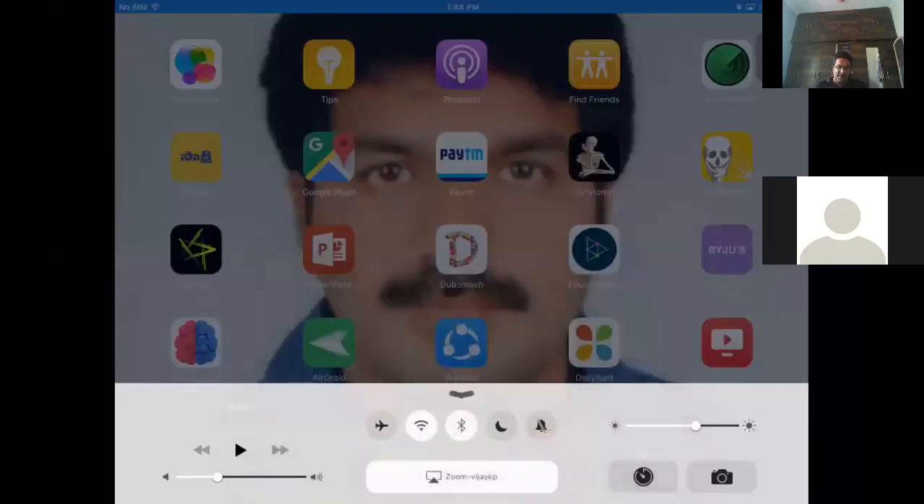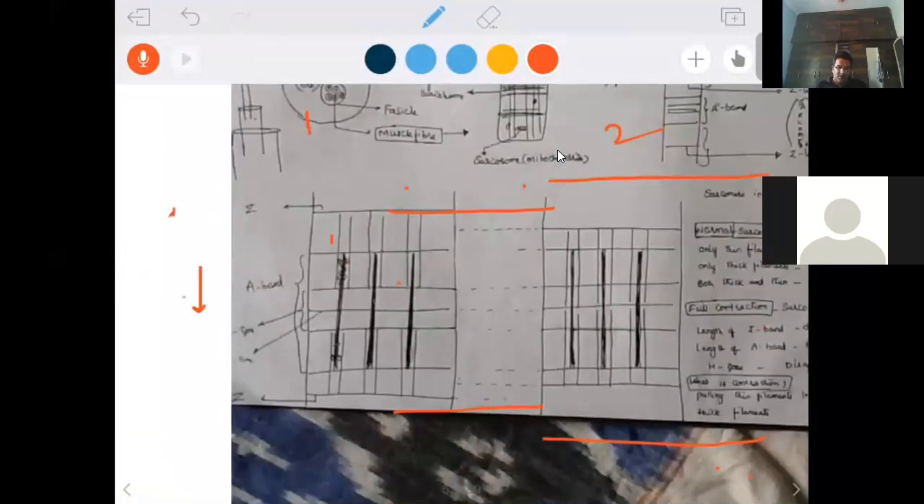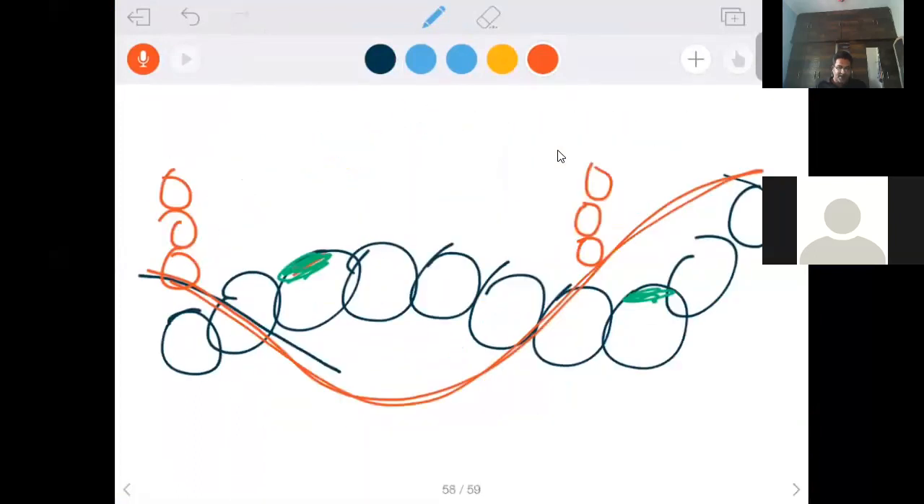Yes, moving on with the muscle contraction, we have completed the thin filament side, and now we are moving on to the thick filament side. I'll remind you that the thin filament is made of three components: actin, troponin and tropomyosin.